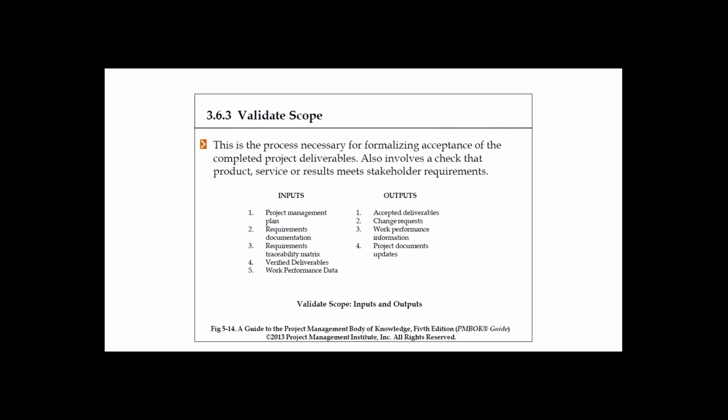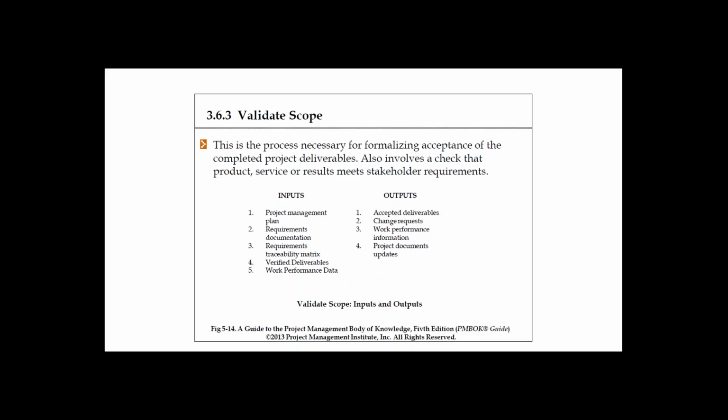Okay, so going on to the next, validate scope. This is the process necessary for formalizing acceptance of the completed project deliverables. It also involves a check that the product, service or result meets stakeholder requirements. So basically, here you can see formalizing acceptance of the completed project deliverables.